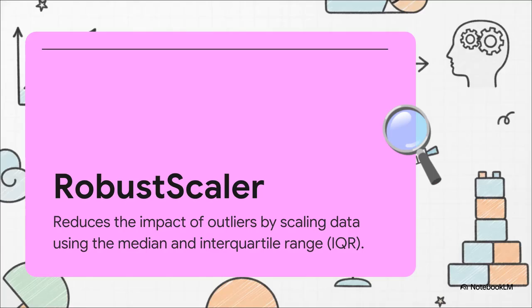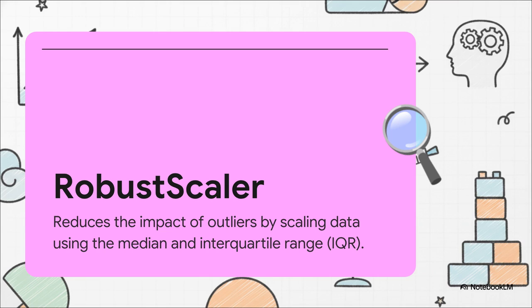But don't worry, we have a perfect solution for that: the robust scaler. This is basically the superhero for messy real-world data. Instead of using the mean, which gets easily distorted by outliers, it uses the median, the exact middle point of your data. And instead of standard deviation, it uses the interquartile range, which is the distance between the 25th and 75th percentiles. By effectively ignoring those extreme edge values, outliers have absolutely zero impact on your scaling results.